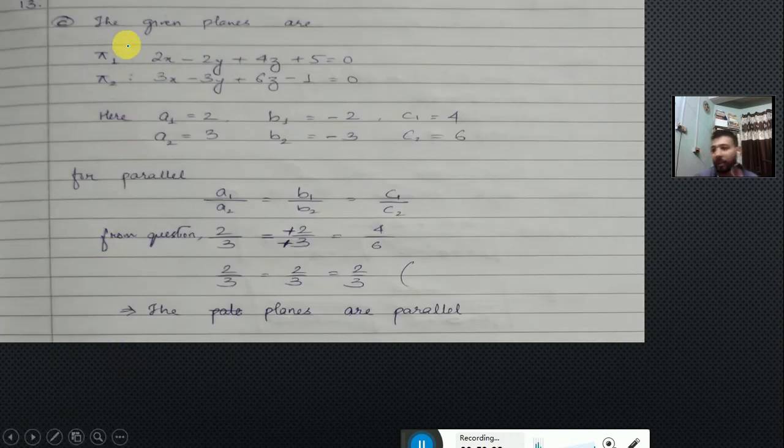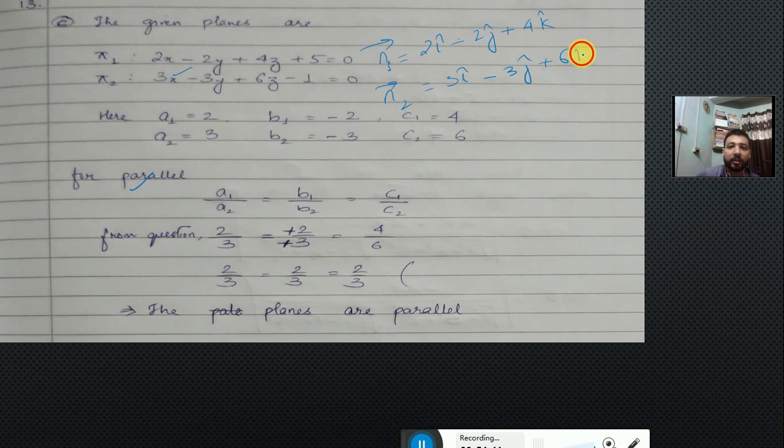Question number 13 says that in the following cases determine whether the given planes are parallel or perpendicular. If in case they are neither, find the angle between them. So first you need to check for parallel, then you need to check for perpendicular. If they are not both, you find the angle using cos theta. So this is my plane. Can you tell me what is my n1 vector from here? From here, can you tell me what is my n2 vector? It will be 2i cap minus 2j cap plus 4k cap. And from here it will be 3i cap minus 3j cap plus 6k cap.